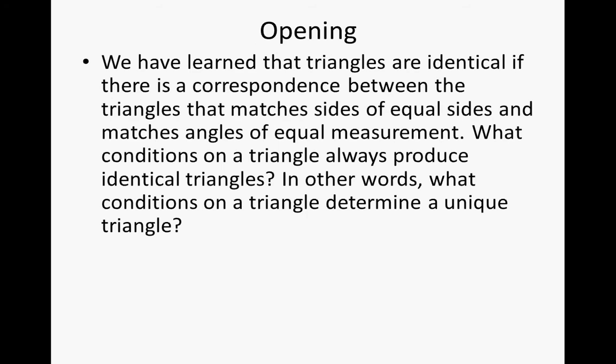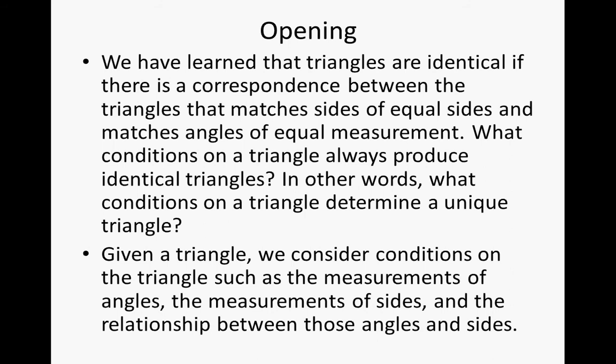Alright, for our opening, we have learned that triangles are identical if there is a correspondence between the triangles that matches sides of equal sides and matches angles of equal measurement. What conditions on a triangle always produce identical triangles? In other words, what conditions on a triangle determine a unique triangle?